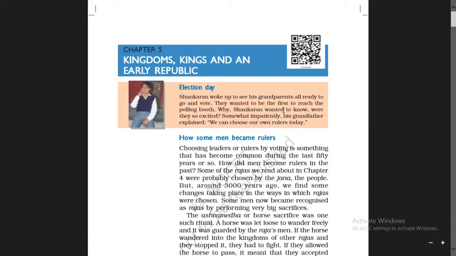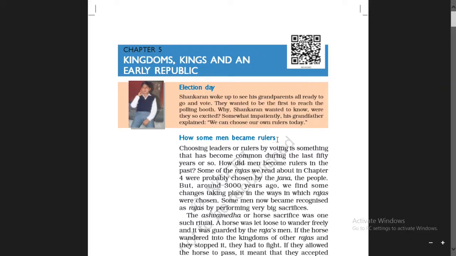Shankaran wanted to know why they were so excited. Somewhat impatiently his grandfather explained, we can choose our own rulers today. So here the grandfather explained that they are going to choose their leader or their rulers.